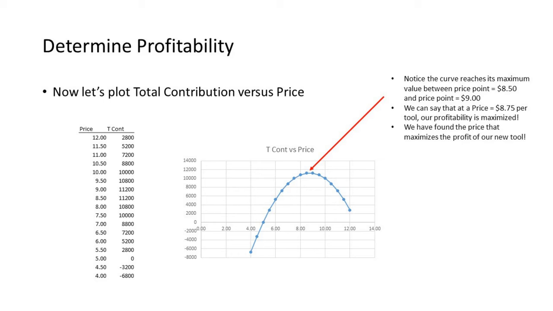And so what we can say is, in between those 2 points is the place where our total contribution, or profitability, is maximized. And so what that means is that by doing this plot, we have found the price that maximizes the profit of our new tool. So there you have it. By plotting total contribution versus price, we can determine which price maximizes our profitability.